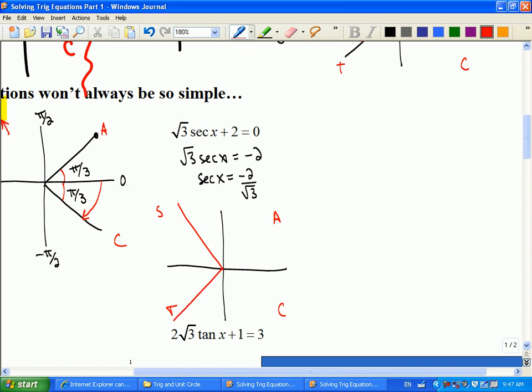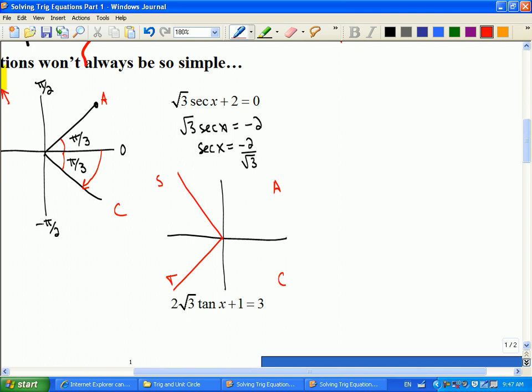Okay, so this time hopefully you're looking in quadrants 2 and 3. Secant is negative. And if I'm looking for these pieces, it comes from this triangle here. And secant, that's the hypotenuse over the adjacent. So here's my hypotenuse, here's my adjacent, so it's this angle that I'm looking for, which is 30 degrees, or pi over 6.